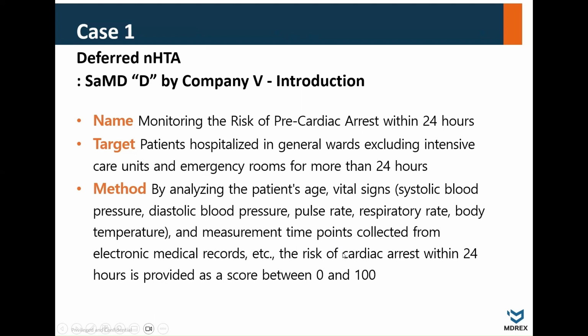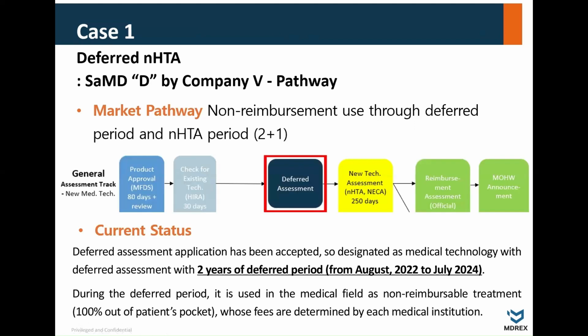What company V chose to go through with its reimbursement was deferred assessment for NHTA. They rather focused on the fact that they can still sell the product during the deferred period for 2 years. And even during the NHTA period for about a year, finally, so that they can enjoy 2 + 1 years of non-reimbursable use in the clinical field.